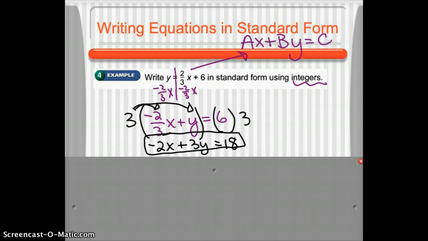Okay, if you wanted to multiply the whole thing by negative 1 to get a leading positive number, some people like that. 2x minus 3y equals negative 18, that would be okay as well.